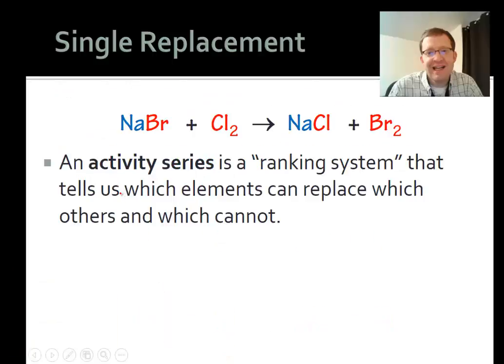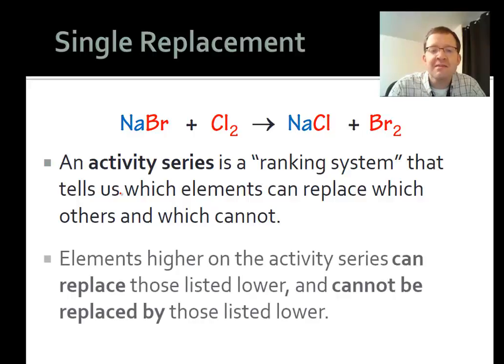Here's the deal. It doesn't always work. So not every metal can replace every other metal, and not every nonmetal can replace every other nonmetal. Frankly, it would be sheer chaos if that happened. It would be anarchy. Everything would just be replacing everything constantly, and there'd be no compounds that would last. We use an activity series to tell us which elements are possibly going to replace other elements and which ones cannot. So this gives us a ranking system of sorts to tell us who can replace whom.